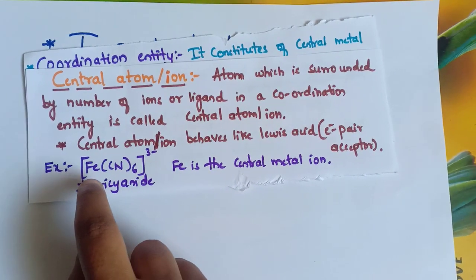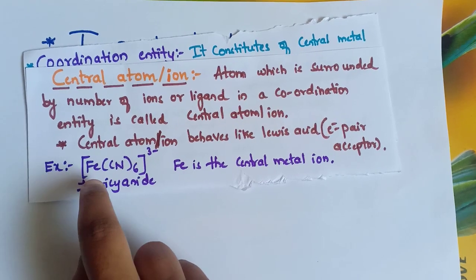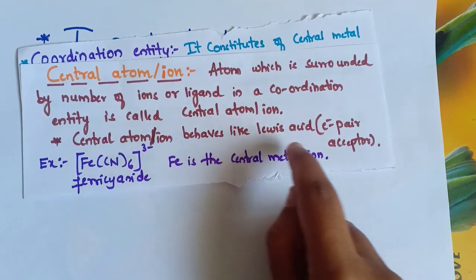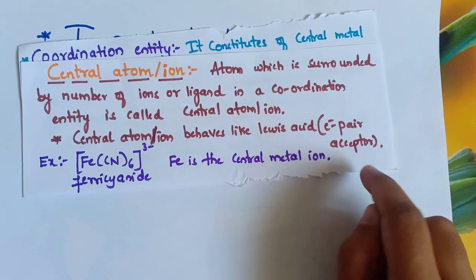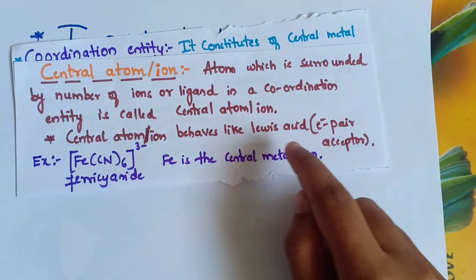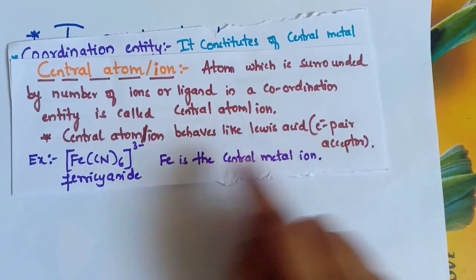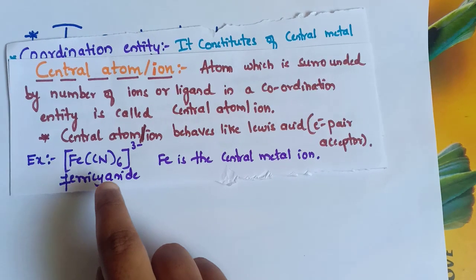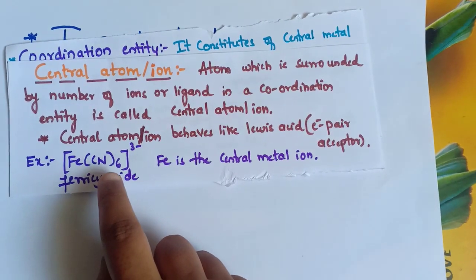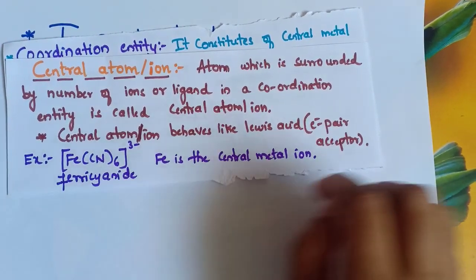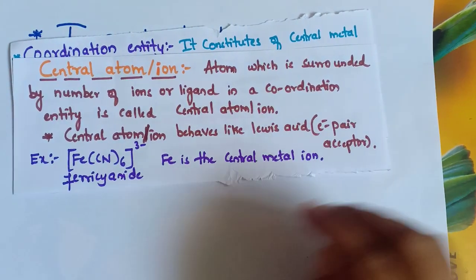Here we can see Fe is a central metal atom and it behaves like a Lewis acid. That means it accepts a pair of electrons. Lewis acid is an electron pair acceptor. It accepts electrons from the CN through a coordinate bond. I have already spoken about the coordinate bond in the earlier video.